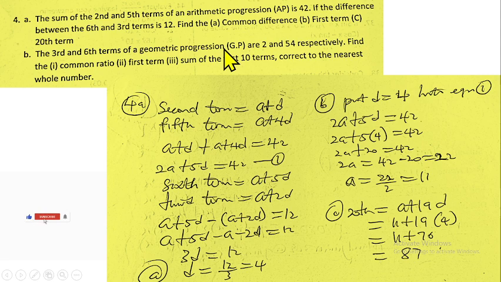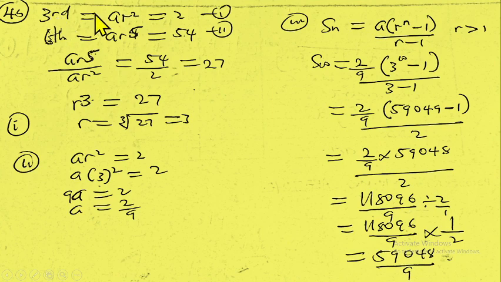Question number 4b is also on sequence and series, but the second part, which is geometric progression. This one is arithmetic progression. This one is geometric progression. The third and the sixth term of a GP are 2 and 54 respectively. What is the third term of a GP? That will be ar squared. Sorry, the third term of a GP is ar squared. We said the value is 2, and the sixth term is ar raised to power 5. The value is equal to 54.